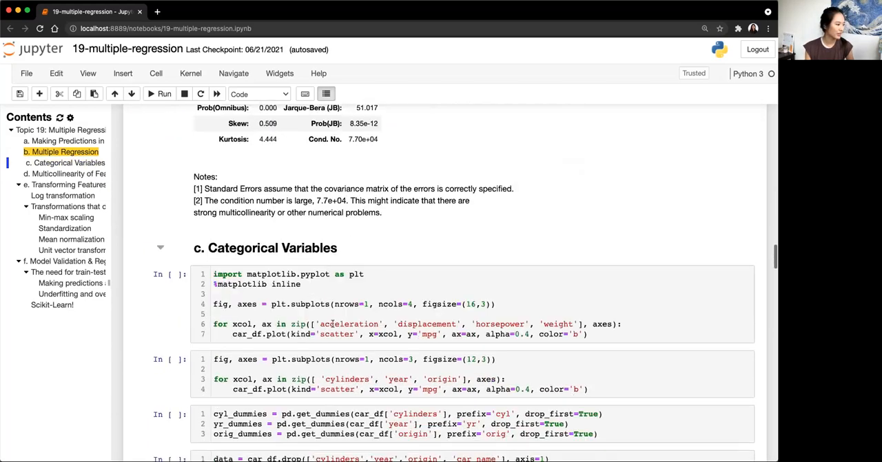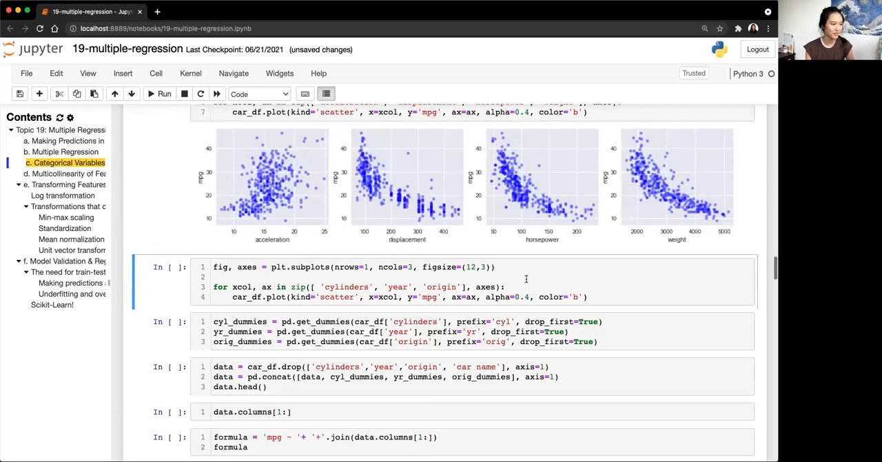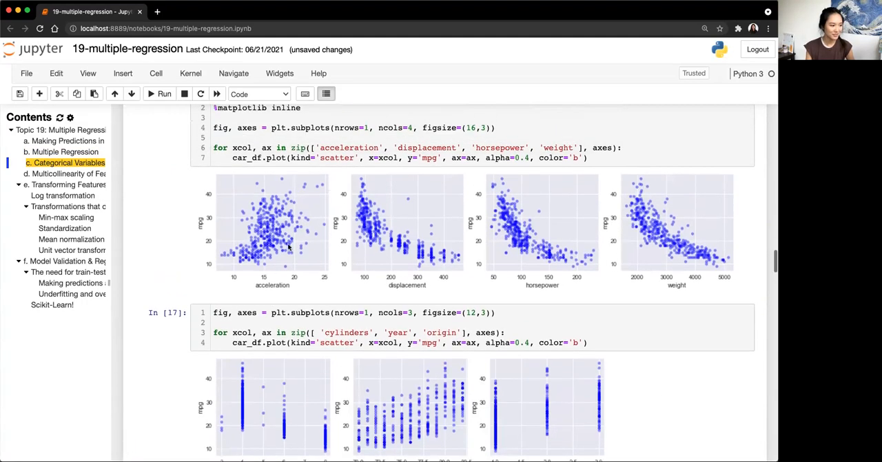And so one way to look at it is to basically plot your scatter plots. And I basically separated it into what I think are categorical variables and what I think are continuous variables. So these blobs kind of look more continuous, right? So these are definitely continuous variables. You know that the values for acceleration, displacement can be any value between those ranges.